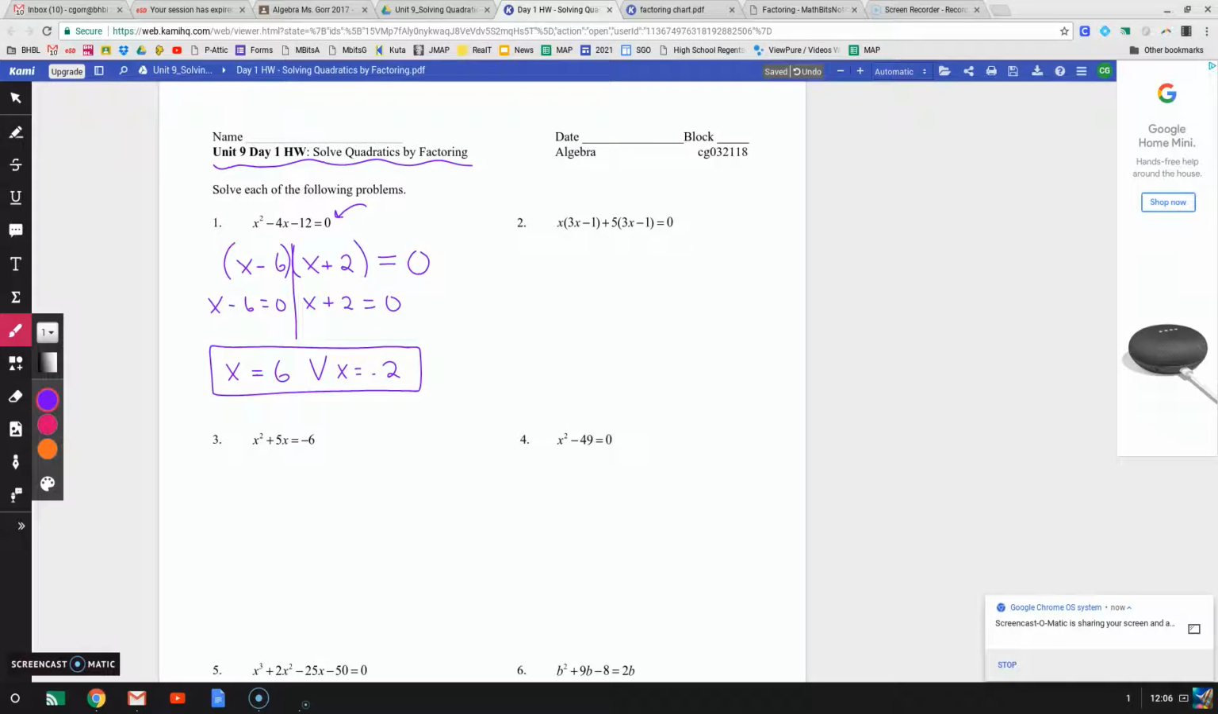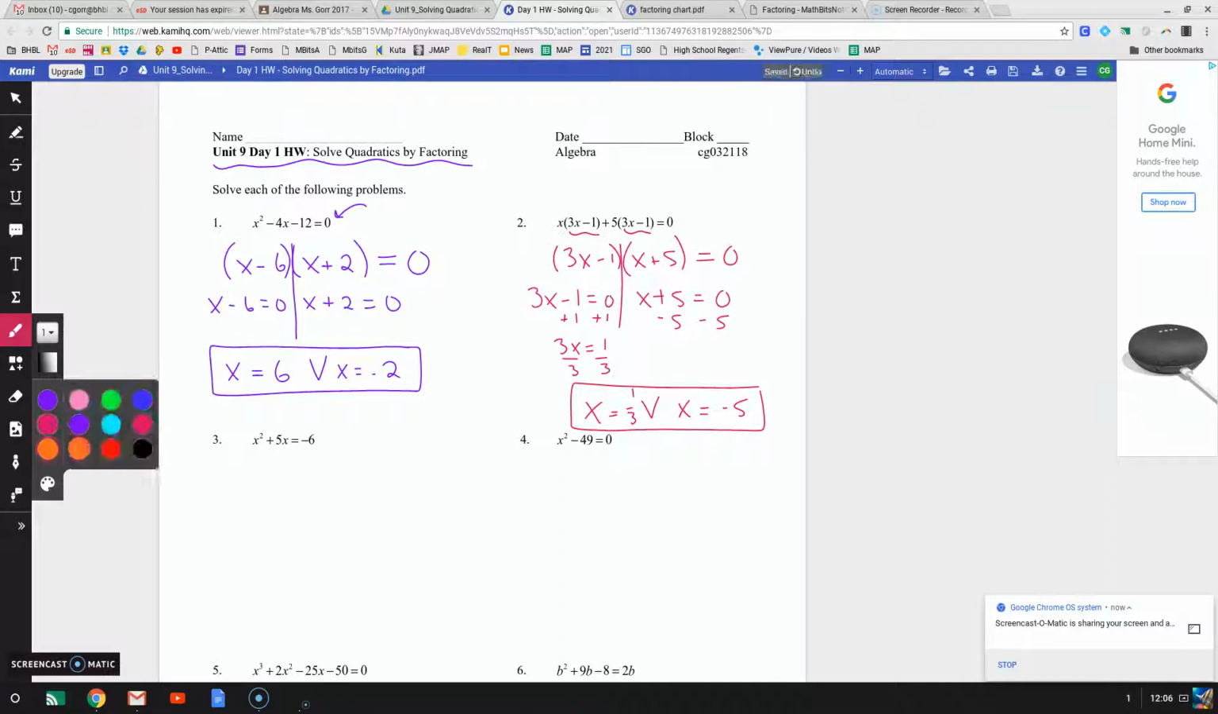Number two, I'm noticing that I have a GCF of 3x minus 1. So I'm going to factor out that GCF of 3x minus 1, leaving me with an x plus 5 as my other factor. Now that I have two things multiplied to be 0, I'm going to set them both equal to 0 and solve both of my equations. When I solve this one here, I do end up with a fraction. I get x equals 1/3. Over here, just subtracting 5, I get x equals -5.